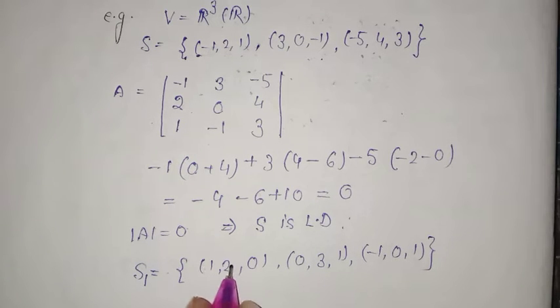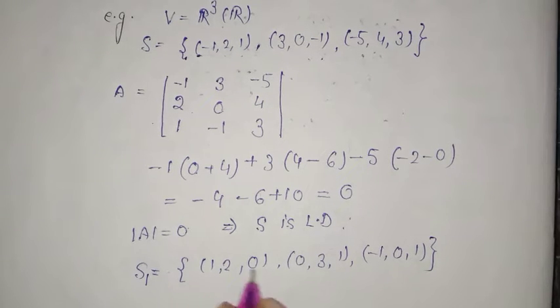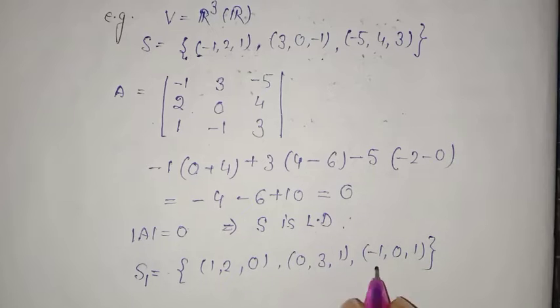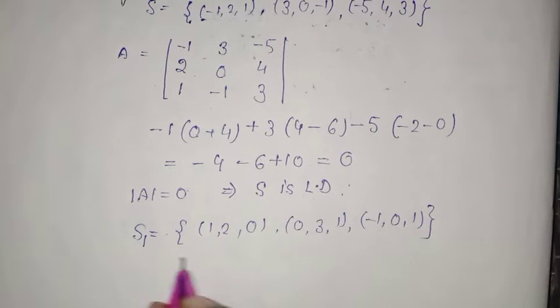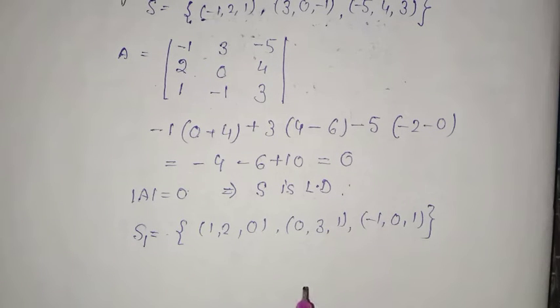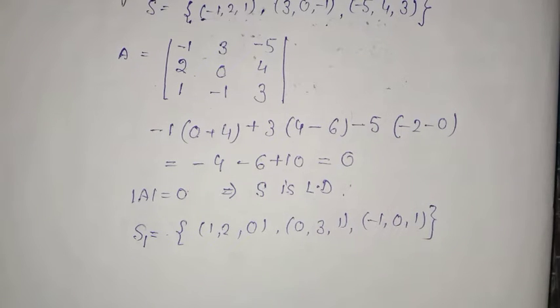We just need to take the determinant composed of these row vectors or column vectors, whatever is given in your question. So these are row vectors. We will put them in matrix form and then try to find the determinant. If the determinant is non-zero, we call the set of vectors LI.